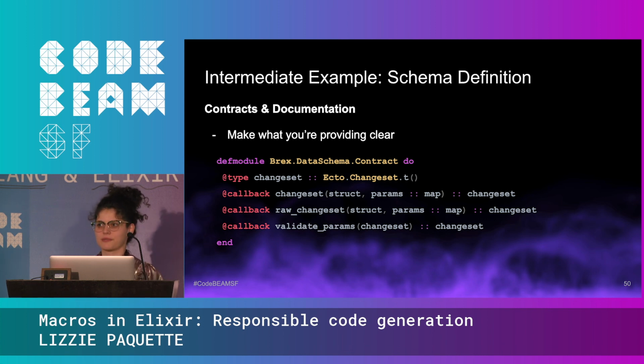And when we were writing this, we didn't want our developers to have to go muddle around in the macro code and try to figure out exactly what we were generating. So we provided them with some contracts to make it clear exactly what the value proposition was. We said, if you use data schema, we will provide to you a change set function, a raw change set function, and a function validate params.